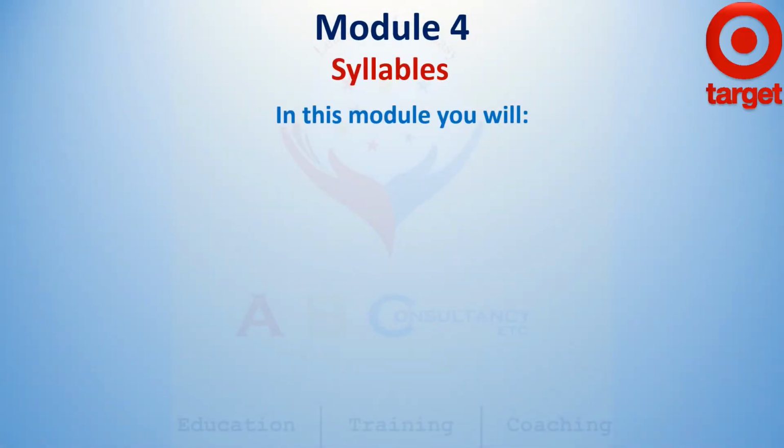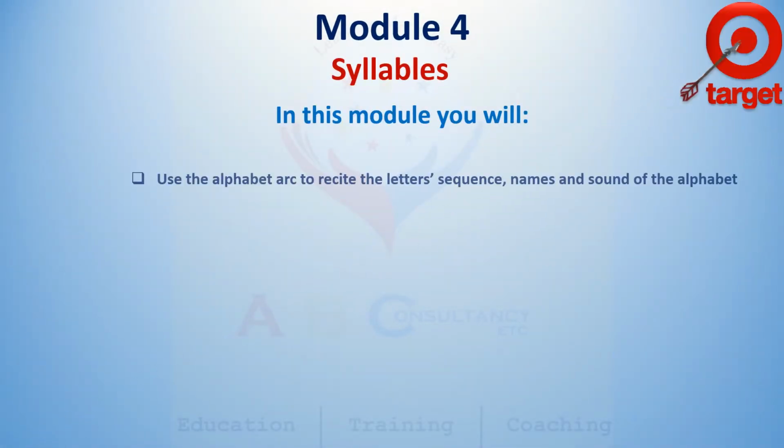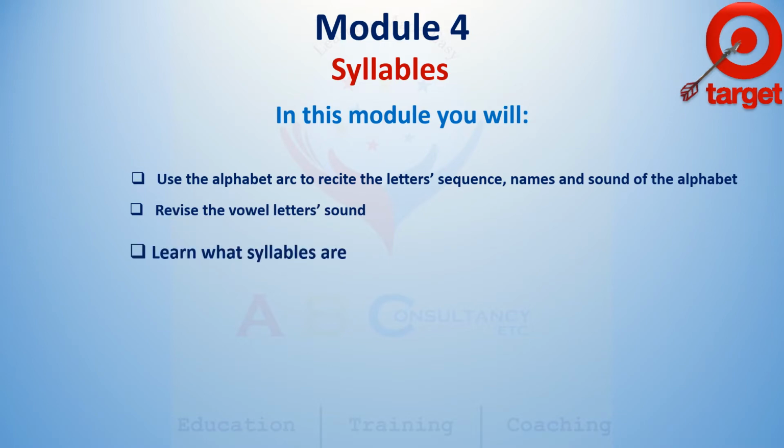In this module, you will use the alphabet arc to recite the letters sequence, names, and the sound of the alphabet. Revise the vowel letter sounds. Learn what syllables are. Learn the types of syllables.